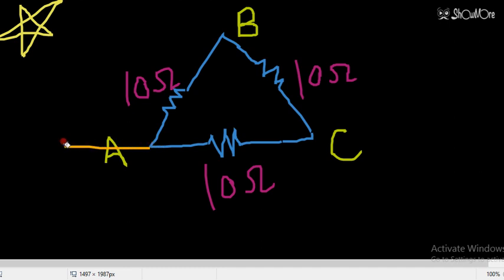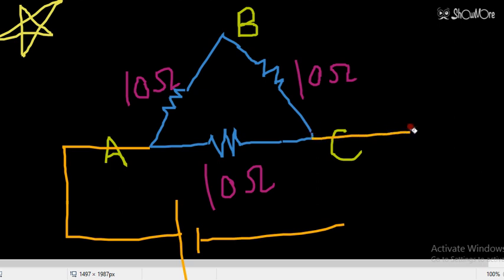Because I have to find the resistance between A and C, I will connect a battery across the two terminals A and C. You can see here, this is the positive terminal of the battery which has more potential, and this is the negative terminal. Now current will flow. Let's suppose current I is coming from the battery.